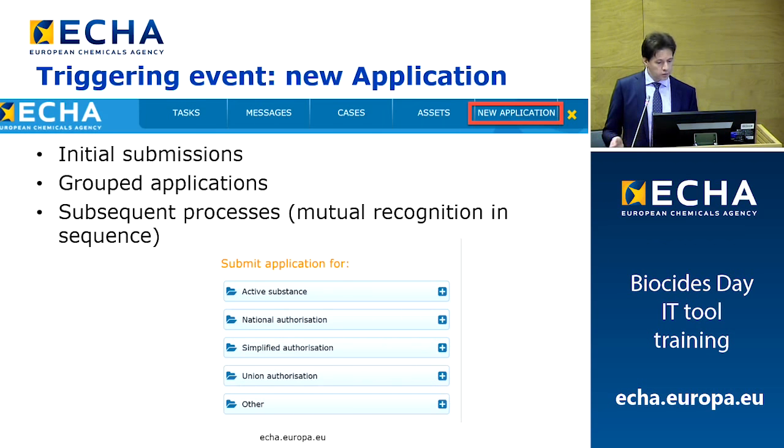And then also subsequent processes like mutual recognition in sequence. For example, you got your national authorization in a specific competent market area, and then you want to have a mutual recognition in another one. After you had your first authorization, then you apply, as the BPR is requiring, for mutual recognition in sequence.